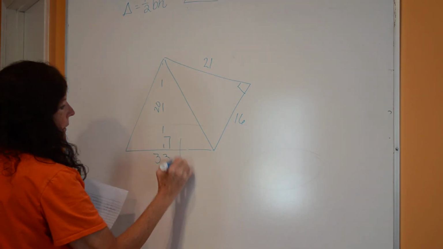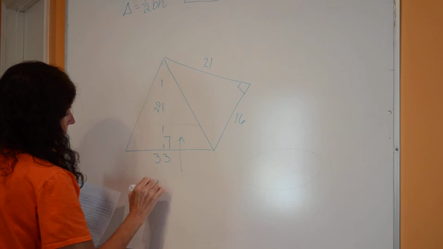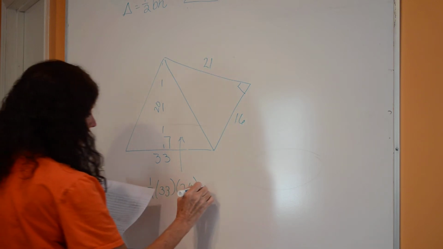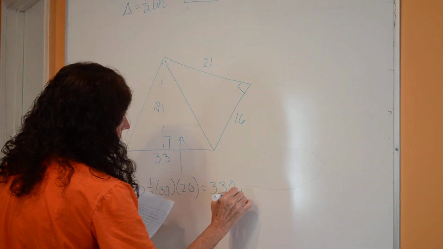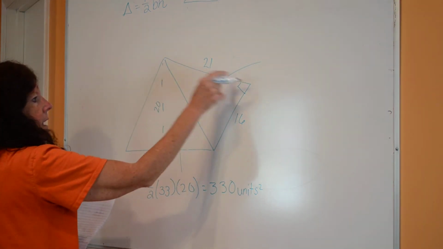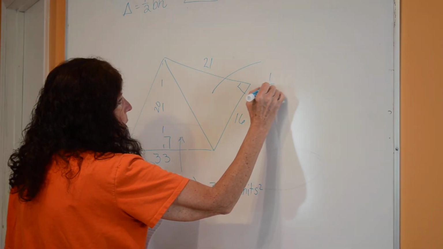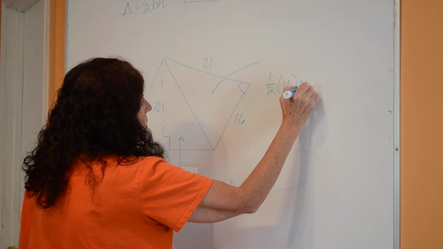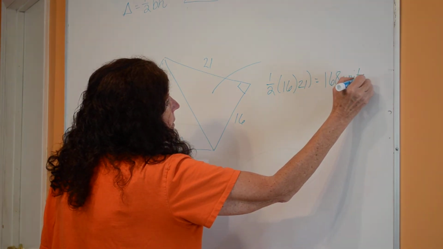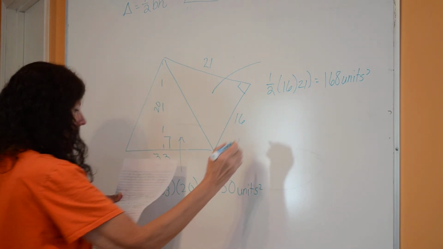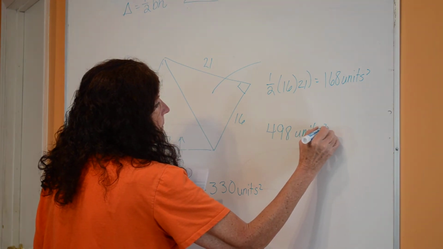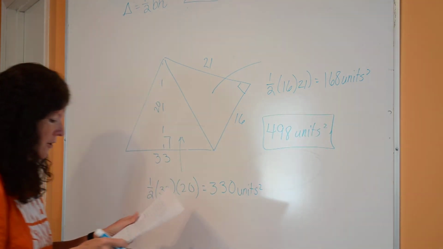If I'm going to find the area here, it's 1/2 the base, which is 33, times the height, which is 20, which is going to give me 330 units squared. This one right here, this is the base, and this is the height, because that's a right angle. So it's 1/2 times 16 times 21, which is 168 units squared. When I add these two together, I'm going to get 498 units squared. And that should be your answer.